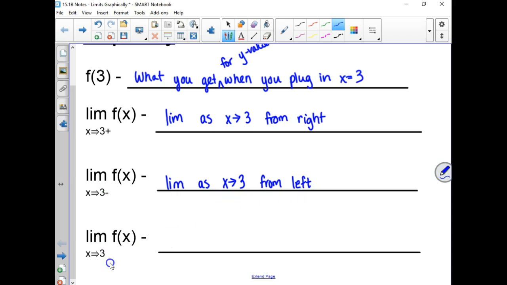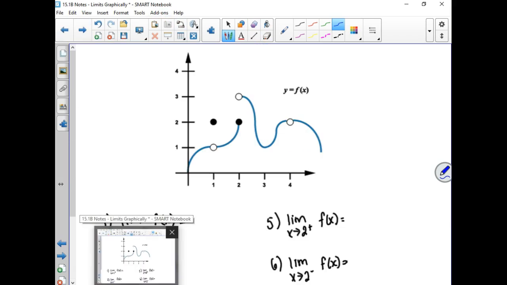What about if we don't have a plus or a minus sign behind our number? That is the limit from both sides. So this is the limit as x approaches 3 from both sides. And for that to happen, the limit from both sides has to be the same. Right? So, when we've got that terminology down, that's what we need to look at whenever we're asked to find values from the graph. So, let's look at this first graph here.